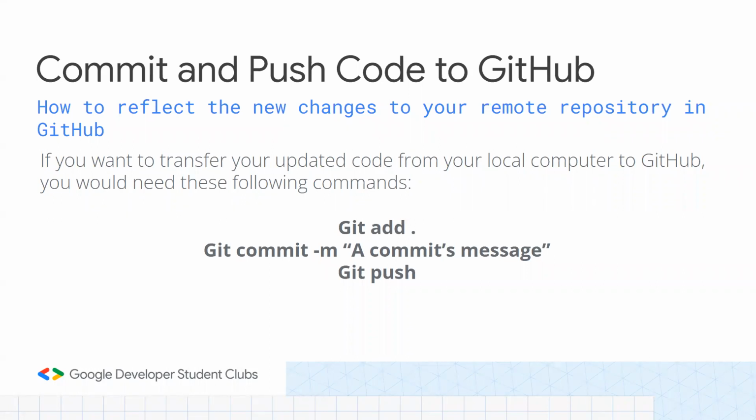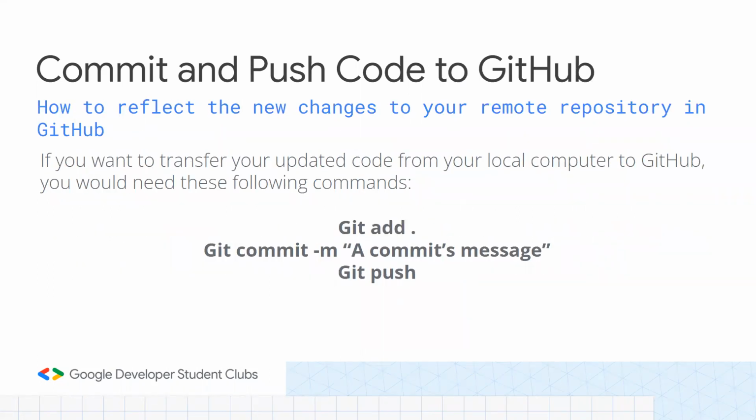And if you're wondering, okay, I made some changes on my local machine, and now I want to transfer those back into the GitHub repository, how do I do that? Well, we would use these three following commands. That is git add, git commit, and git push.